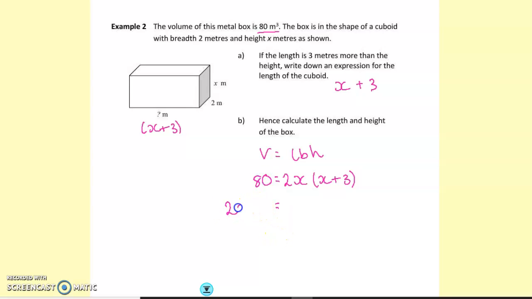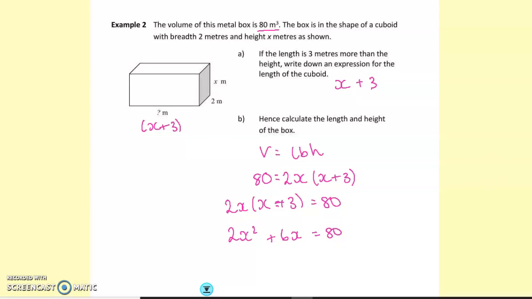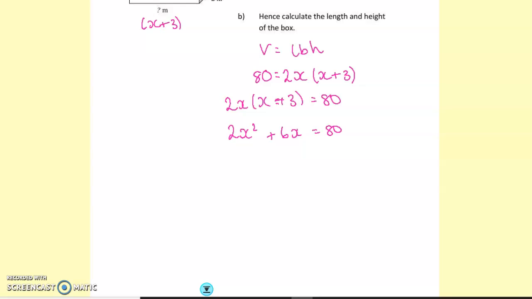Writing it round the other way, just because that's the way we like things written, gives me 2x bracket x plus 3 equals 80. I now need to solve this to find x. Multiplying out the brackets, I get 2x squared plus 6x equals 80. I've got a quadratic equation because I've got an x squared term. I want to solve it.